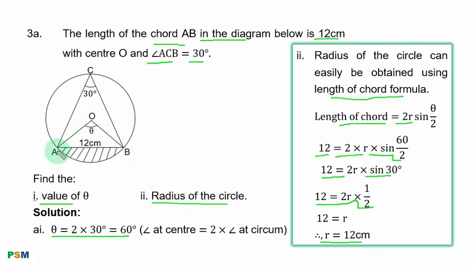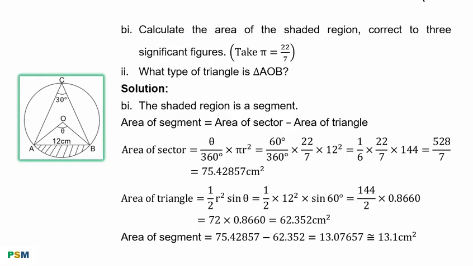So, OA is equal to OB, 12 cm, the same value as the length of the chord AB. B. Roman figure 1. Calculate the area of the shaded region correct to 3 SF. Take pi equal to 22 over 7. Roman figure 2 of part B. What type of triangle is triangle AOB?